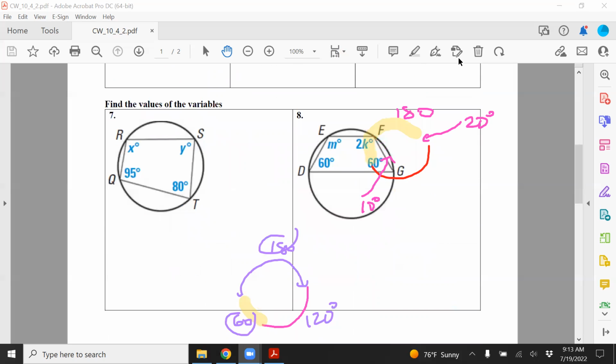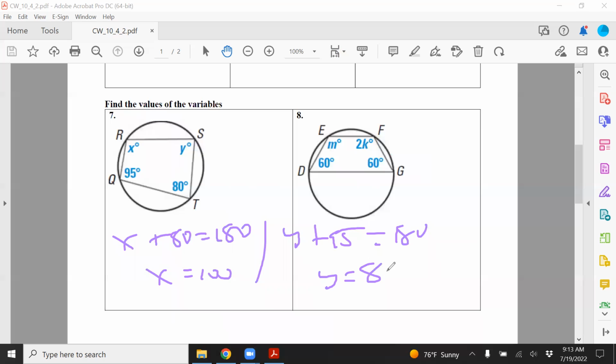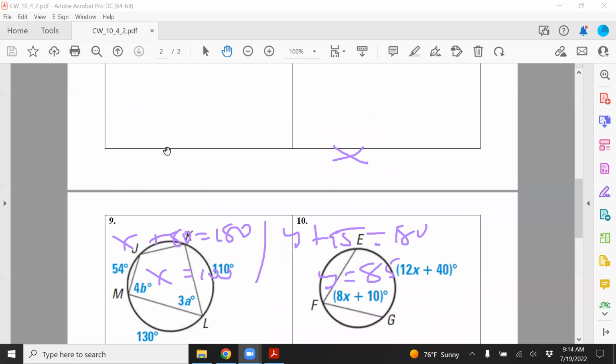Here's where I would want to see some work. Well, actually, that's not too hard. X plus 80 has to equal 180. X is 100. Y plus 95 equals 180. Y is 85. That's all. Remember, opposite angles are supplementary when you have an inscribed polygon in a circle. And then we did 8 on Zoom. These have to add to 180, so that's why M was 120. These have to add to 180, that's why K was 60 for that one.